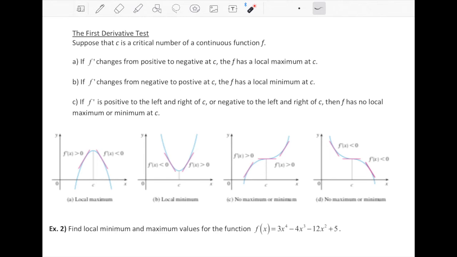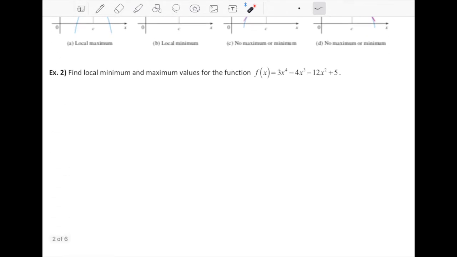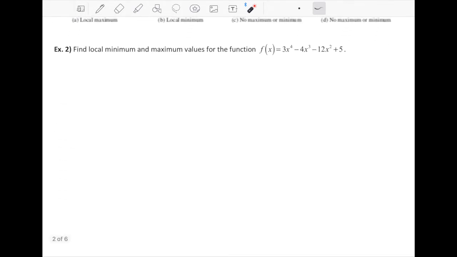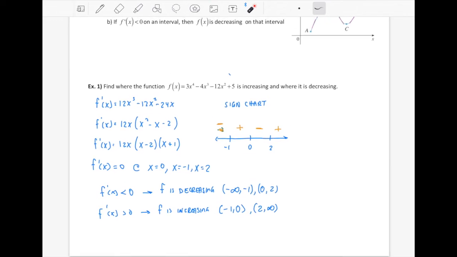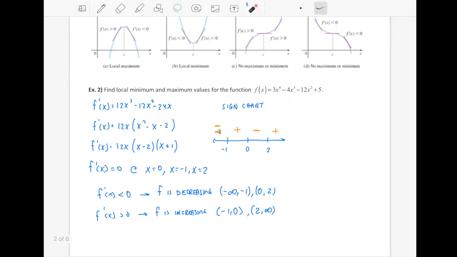So let's put this in context. Think about this same function, f of x equals 3x to the fourth minus 4x cubed minus 12x squared plus 5. I actually have all the work done back over here. We have already found our first derivative. I set the first derivative equal to 0. Those are our critical values for f.